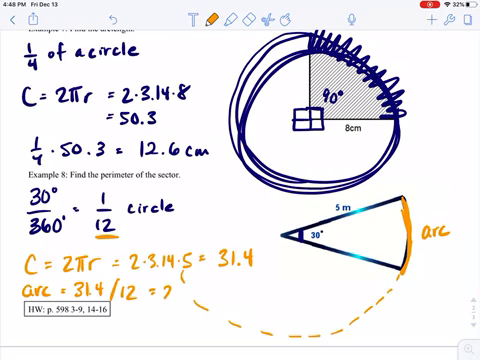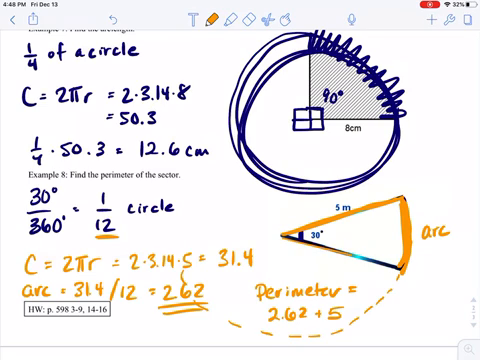That gives me 2.62. I'm not quite done yet. The entire perimeter is going to be the 2.62. That's the arc length here. Plus, if I want to find the distance all the way around the pie, I have to add in the 5, and then there's another radius here that's 5. So when I add that all together, I end up with 12.62.